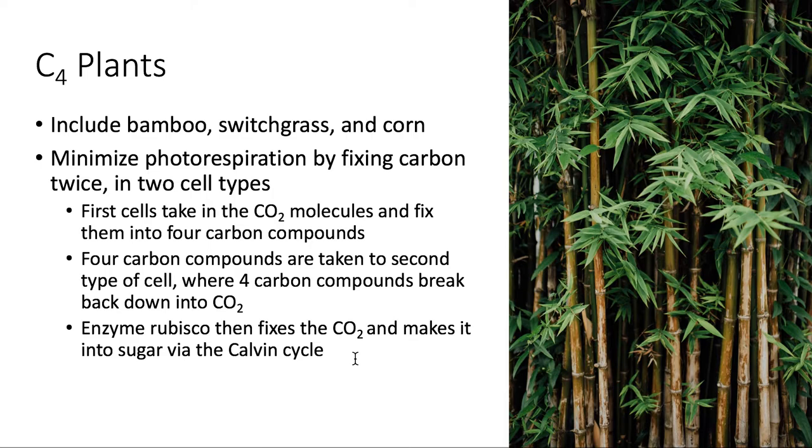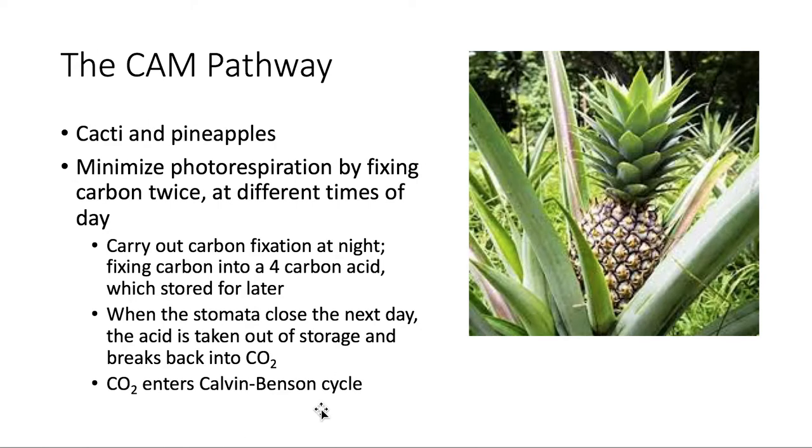The reason why this is good is because now when Rubisco is acting upon the molecules, there's a lot of carbon dioxide here and no oxygen because we broke up this process into two different steps. So C4 plants are adapted to this type of climate. The third type of plant that is adapted is the CAM pathway plants, and these include cacti and pineapples. And they minimize photorespiration by fixing carbon twice as well, except they do it at different times of day.